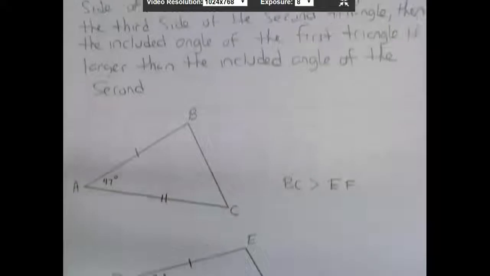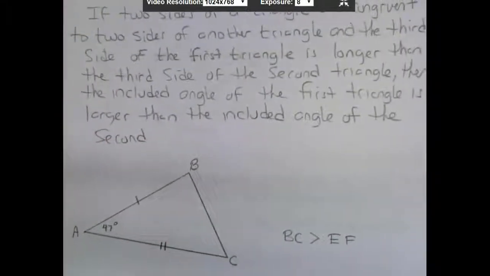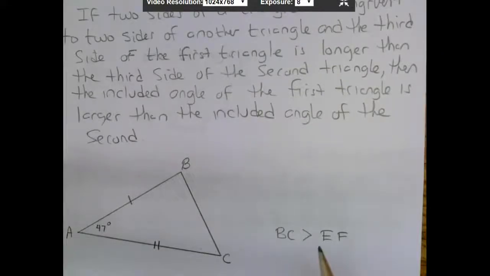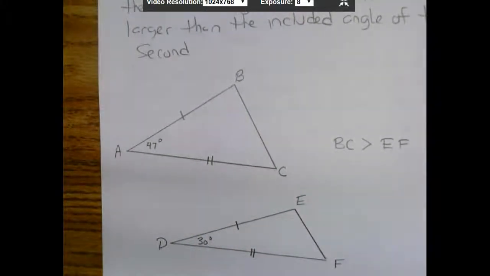So if we have all those conditions met, then the included angle of the first triangle is larger than the included angle of the second. So here we see 47 degrees, and here we see 30. So that is the case.